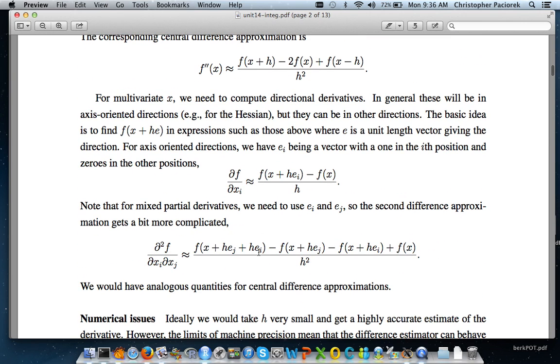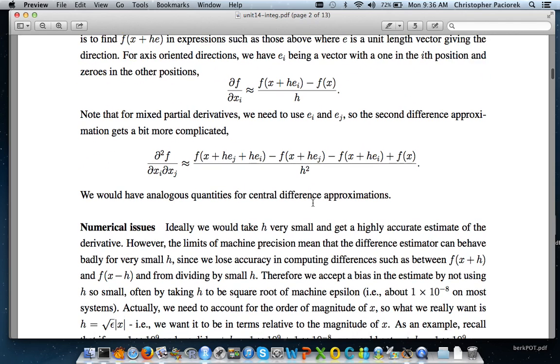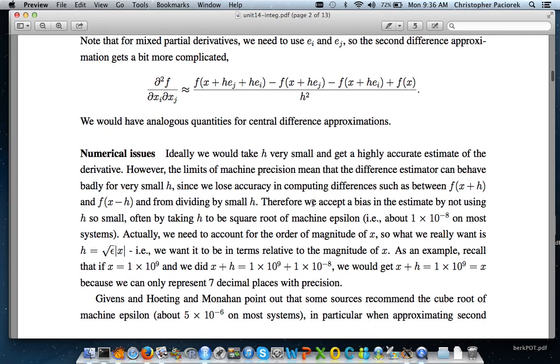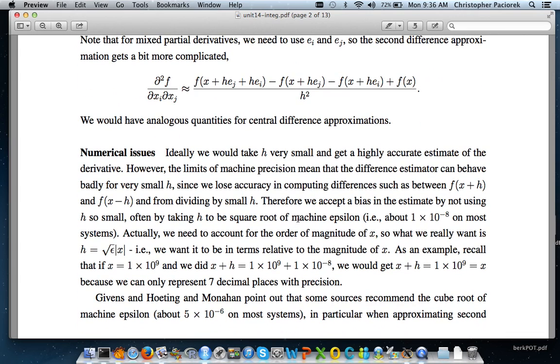If you want to think about doing directional derivatives in any particular direction in a higher dimensional space, then there's something analogous here that you could look at on your own. But that's basically what you need to do to calculate a numerical estimate of the derivative.